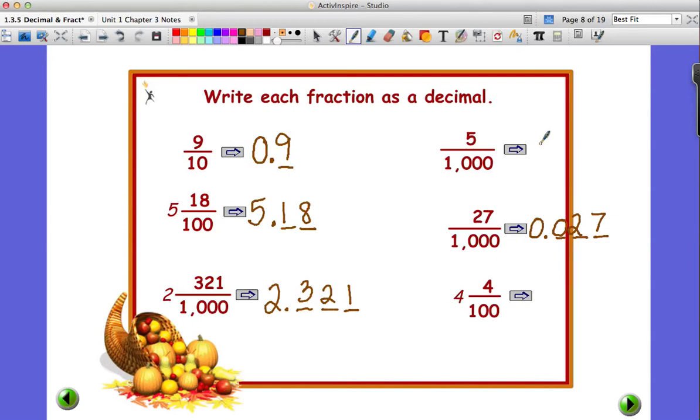Now here, we don't have anything for a whole number, and we have a decimal, and then we're 1, 2, 3 places after the decimal. In this case, the 5 has to go here, and all of these are placeholders. And then last but not least, we have 4 whole groups. We want to end in the hundredths, which is 2 places after the decimal. So the 4 goes here, and we use a 0 as a placeholder.